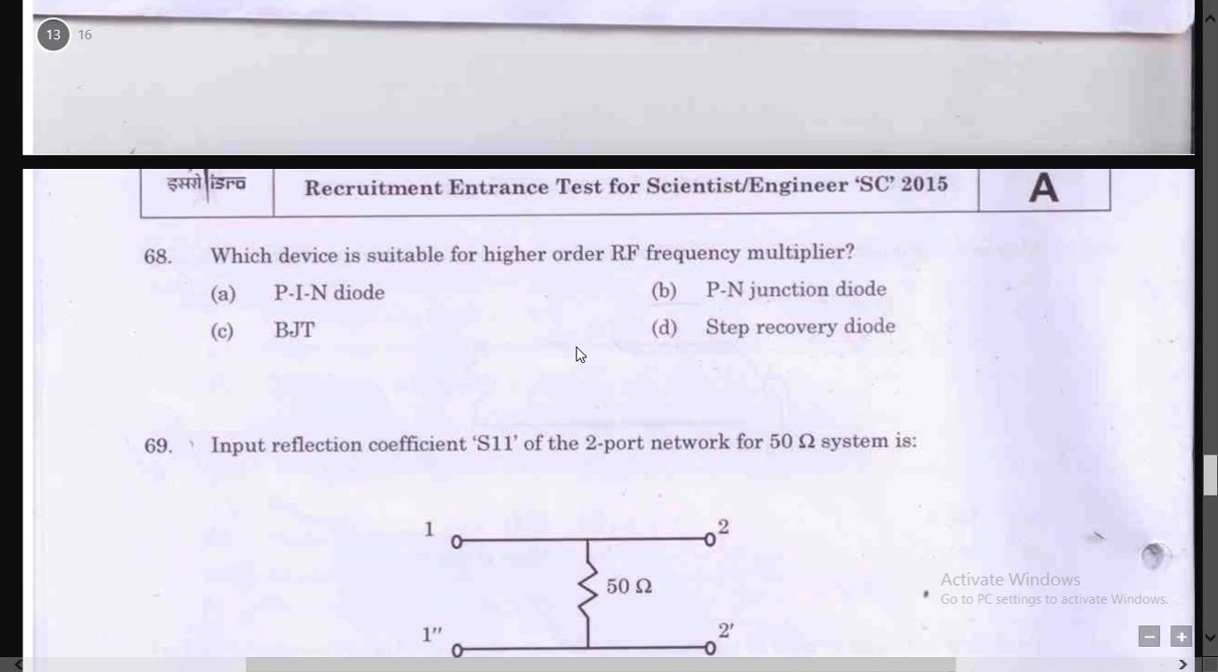Now in question number 68, we have to discuss which device is suitable for an RF frequency multiplier. So the correct answer is option D, the step recovery diode.